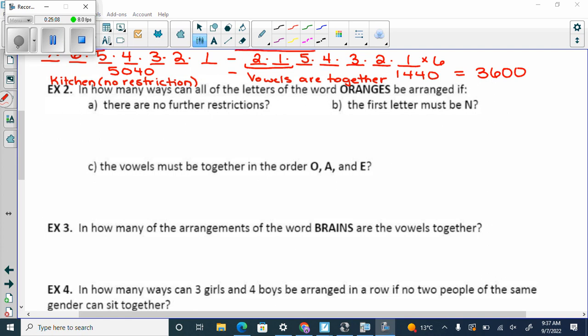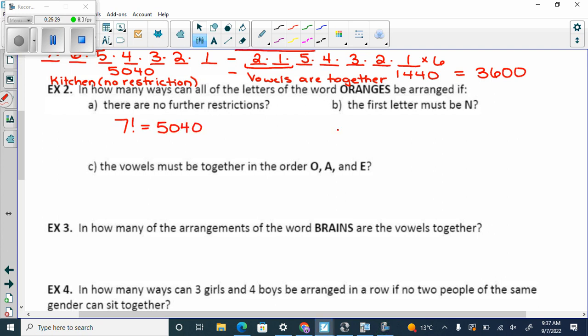You have to read. Sometimes it's 4 letters, and then you'll put 7 factorial, and it's just the saddest day. If it was 4 letters, it'd be 7 times 6 times 5 times 4, and you'd stop, and then just multiply them. So you have to watch if they're arranging the whole word or just some letters. So here we're arranging the whole word, so it's 7 factorial, which is 5,040.